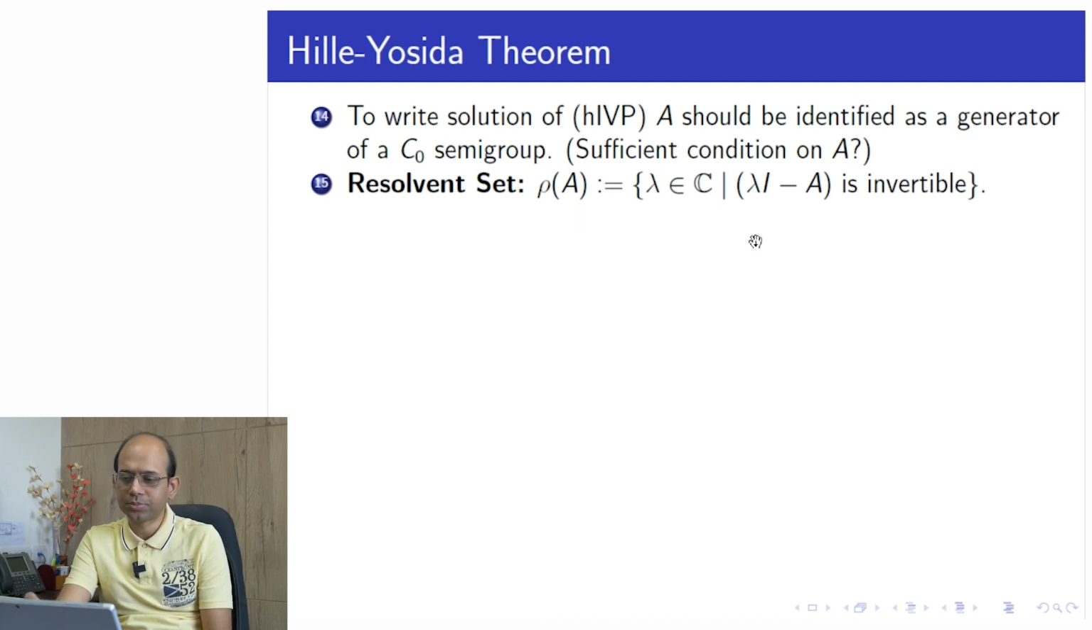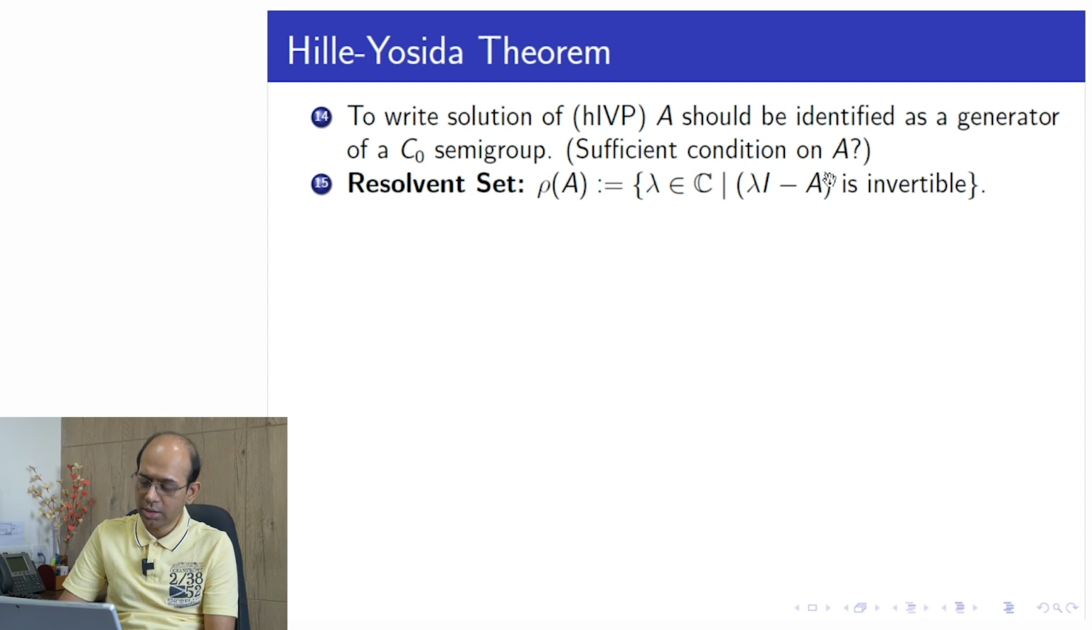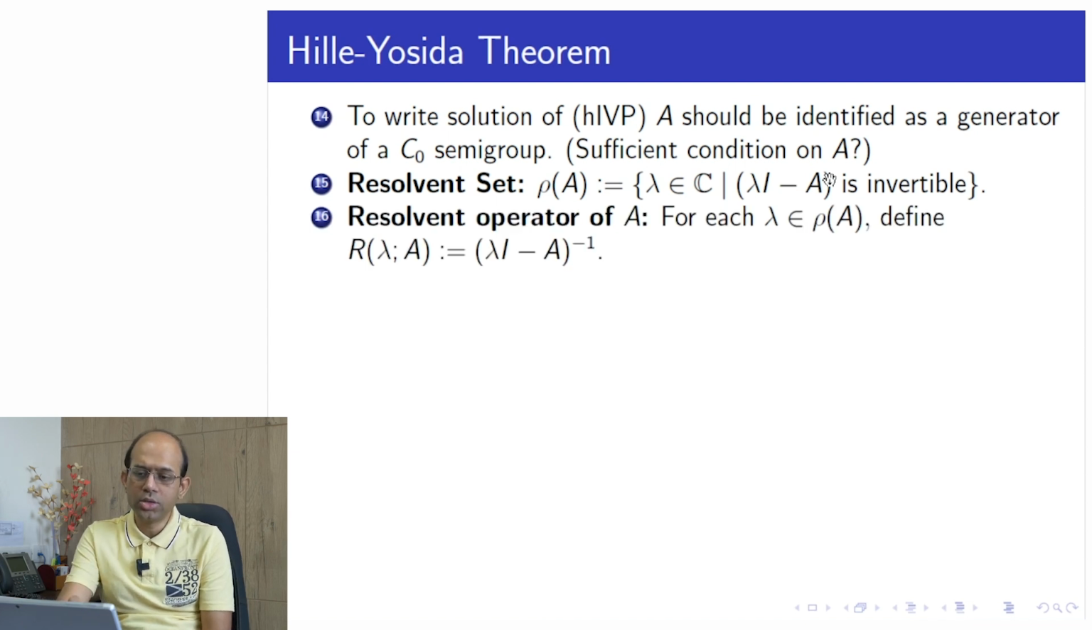Because there you cannot invert it, correct? Okay, so the resolvent operator of A is another new notion which we are defining here. For each lambda in rho A, since we have chosen lambda from the resolvent set rho A, that means lambda I minus A is invertible already.